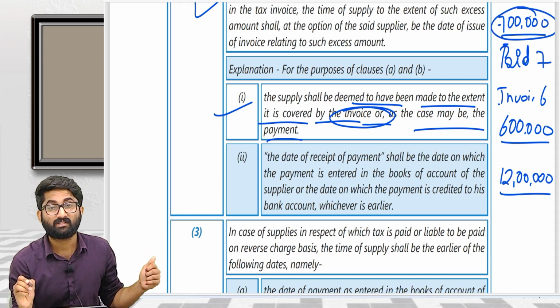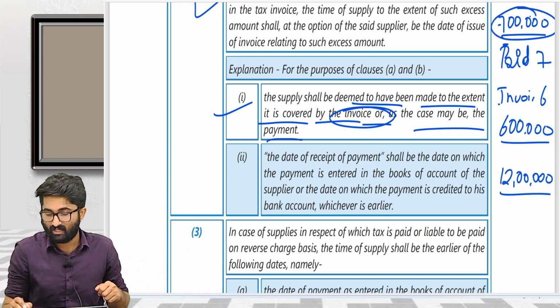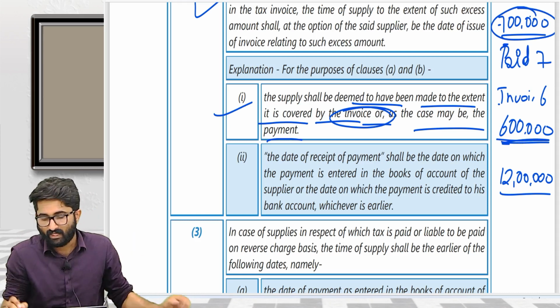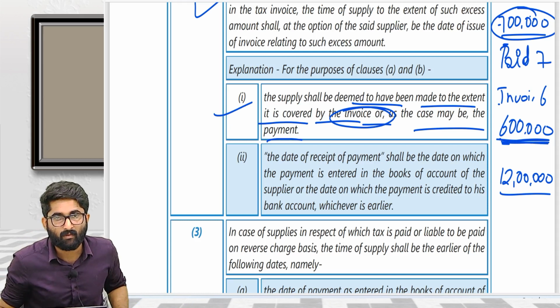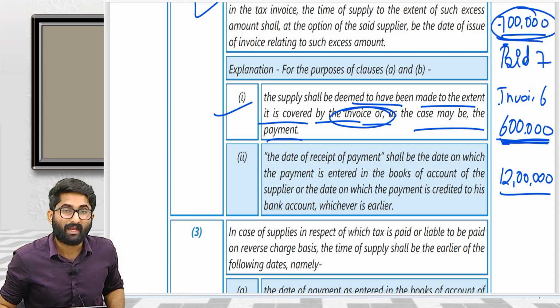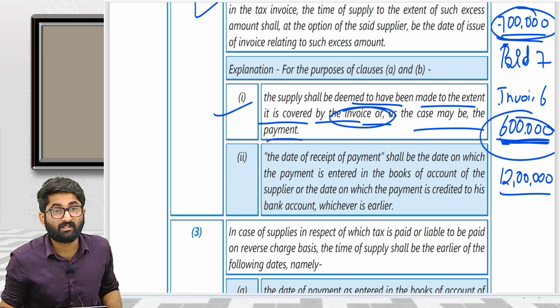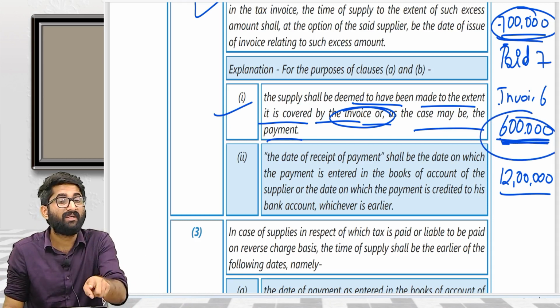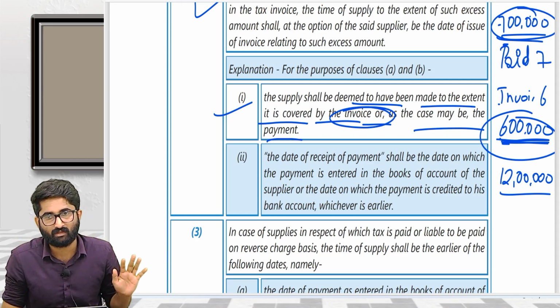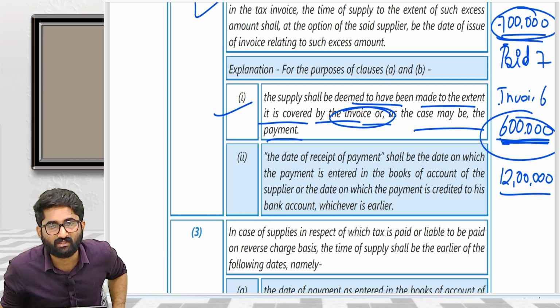Why? Sir, 1 lakh is advance. The invoice is for 6 lakhs; 6 months got over. Advance is 1 lakh. Actually, GST should be on 6 lakhs, no? On advance there is no GST. Arre, advance in case of goods there is no GST, but advance in case of service there is GST. Remember this: advance in case of service there is GST.